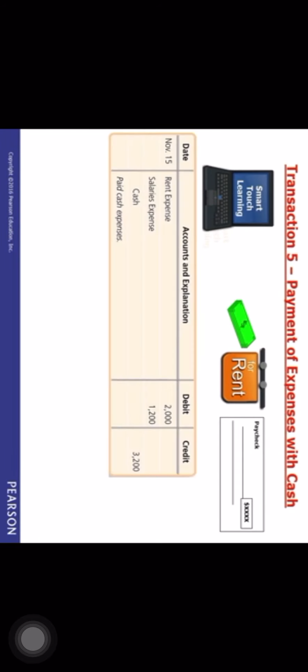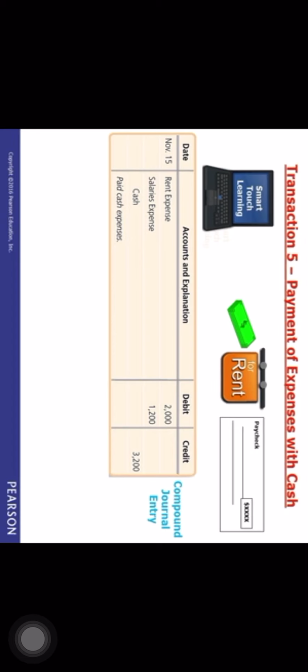Next is the payment of expenses with cash. Here, on the exact same date, SmartTouch Learning is going to pay for 2 different types of expenses. They're going to pay for their rent and pay for their employees' salaries. Now, when we do the journal entry for this transaction, we call this a compound journal entry because more than 2 accounts are being affected.